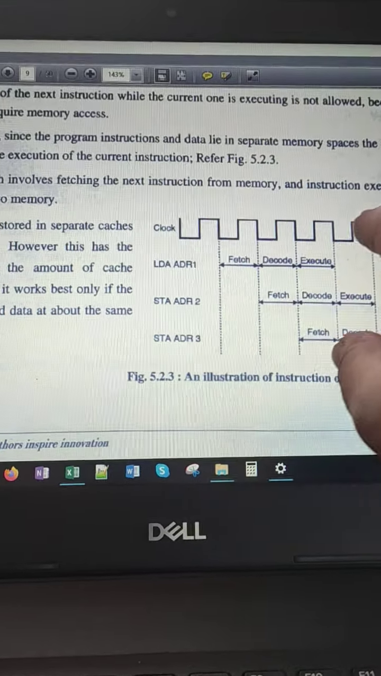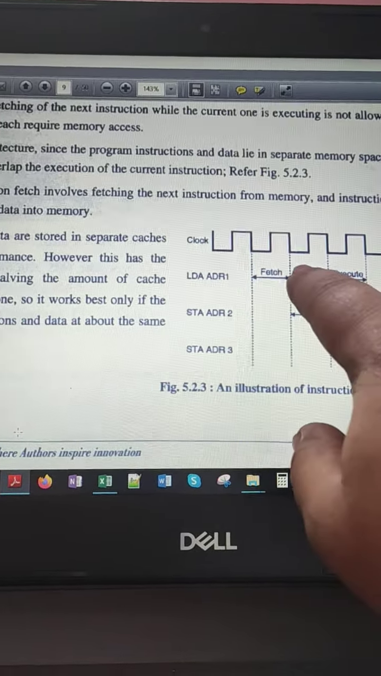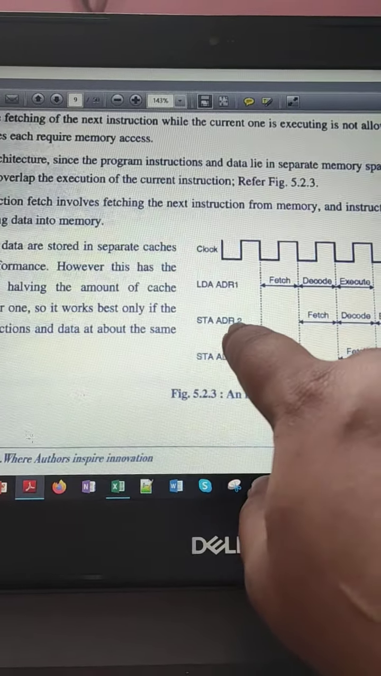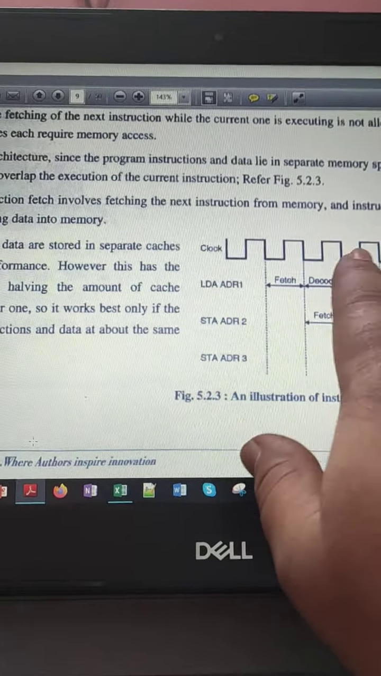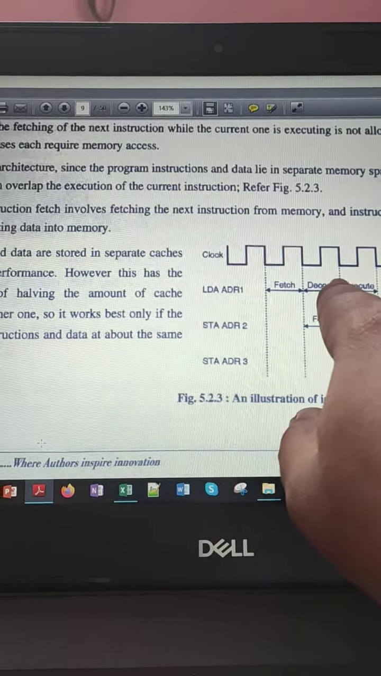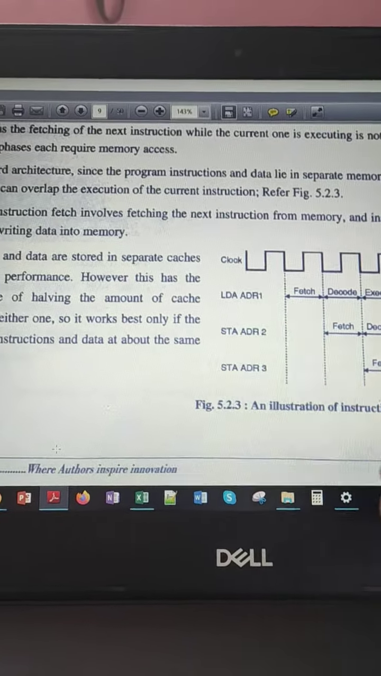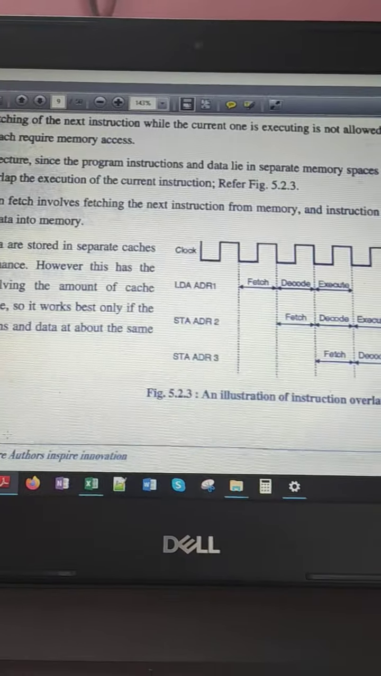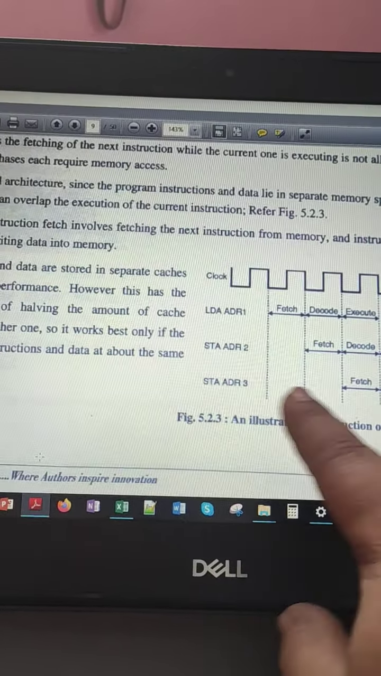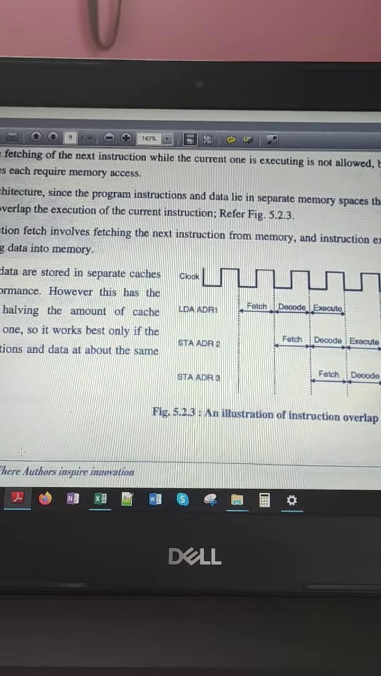So this is the illustration of instruction overlap. This is our clock signal. First we load address 1. There are three phases: fetch, decode, and the third one is execute. Suppose we have to store address 2. At that time we fetch that instruction at the next location while the first instruction is decoded, then decoded, then executed. Again for the third, we have to store at address 3. We fetch that instruction at the third phase, that is the execution phase.